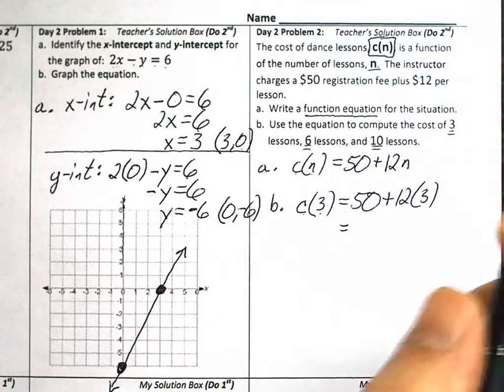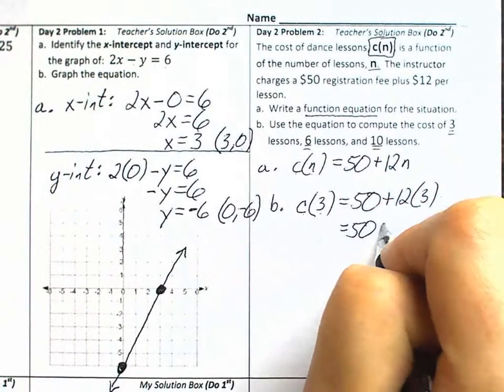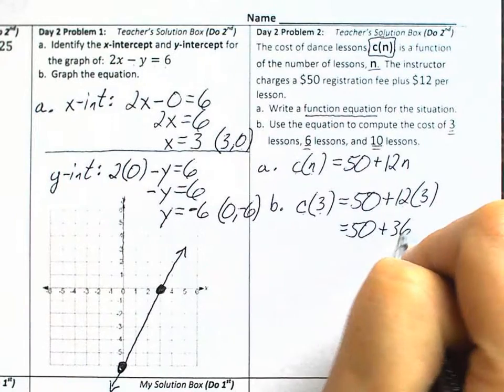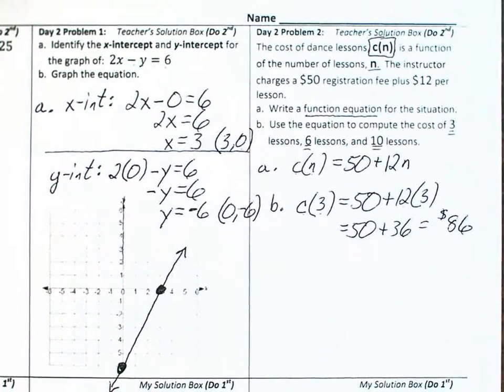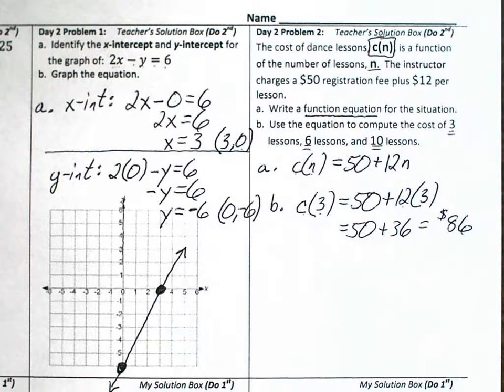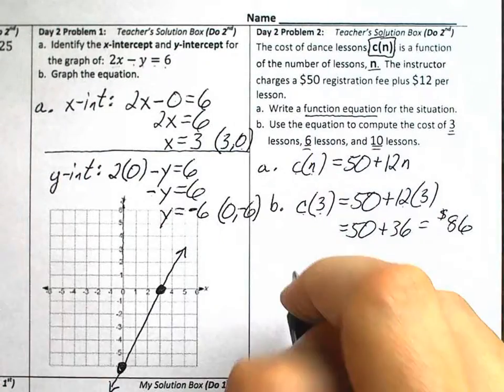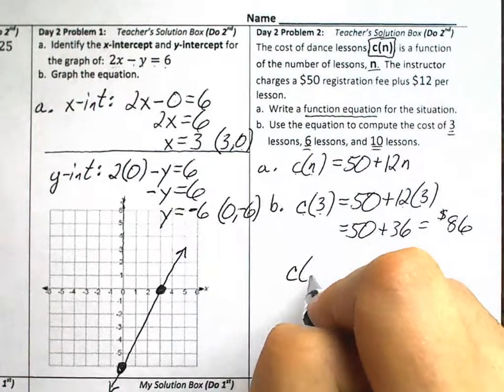So what does this make? 50 plus 12 times 3 is 36, and 50 plus 36 is $86. So 3 lessons costs $86. Now we can find the cost of 6 lessons. Let's find C of 6.